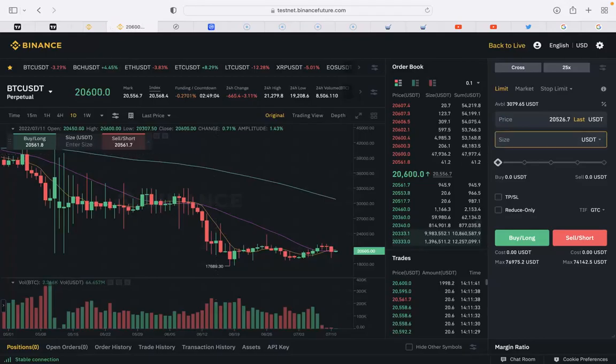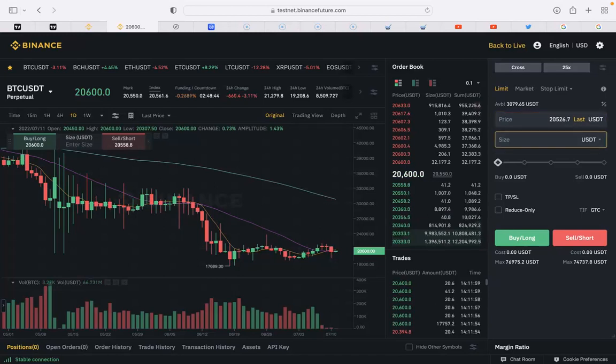My position size is always 5% of my capital, but I want to open 2 trades, so I'm not going to use 5%. I'm using 2.5% because I'm opening 2 trades. 2.5% of this is going to give me about $75, in that range.